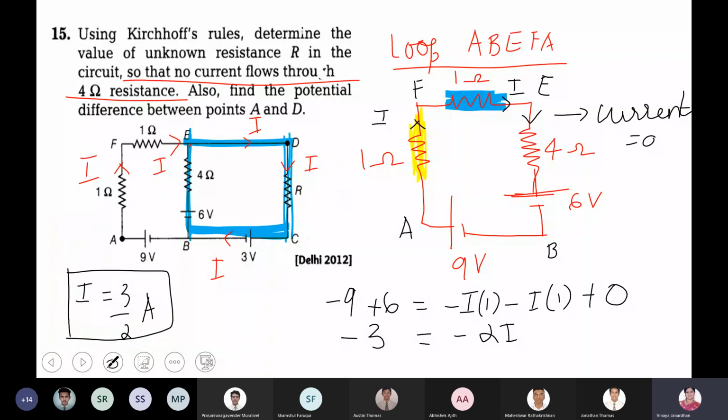Have you completed this, boys? Have you completed this part? Just check your notebooks. All of you, just check your notebooks.